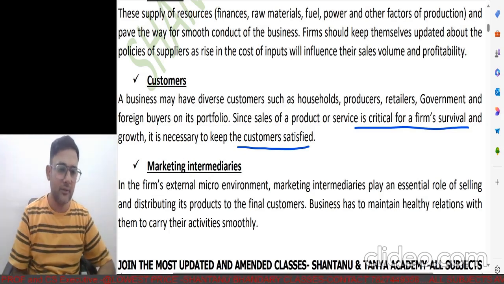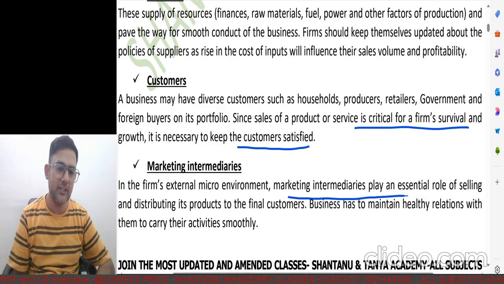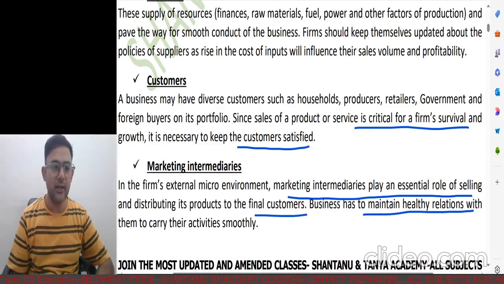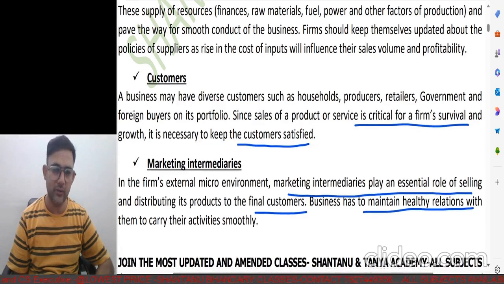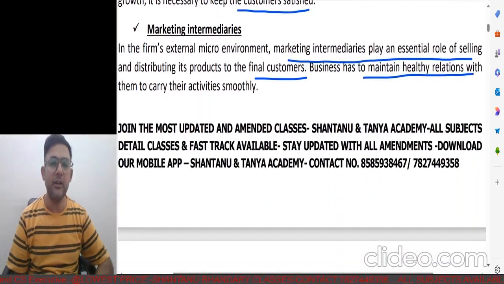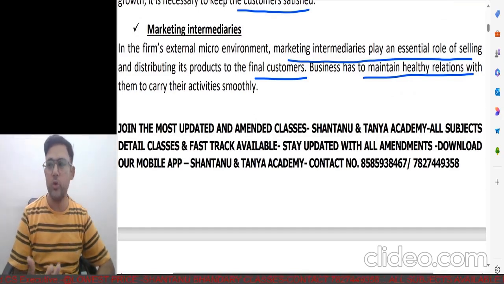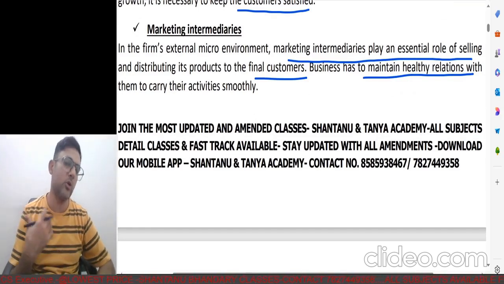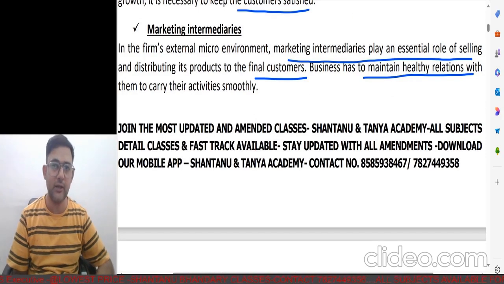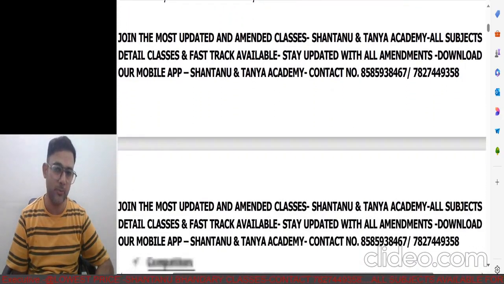Market intermediaries: in the firm's external and micro environment, marketing intermediaries play an essential role of selling and distributing the products to final customers. Business has to maintain healthy relations with them to carry out the activities smoothly. Market intermediaries are those people who give us the business. You can call them a mediator, or an agent. If we treat them well, then there are chances that obviously they'll bring more business to us.